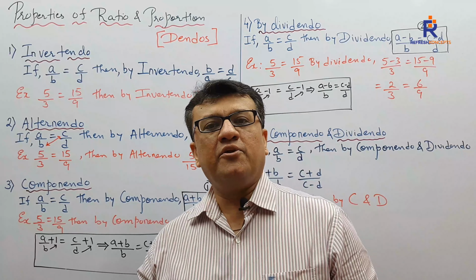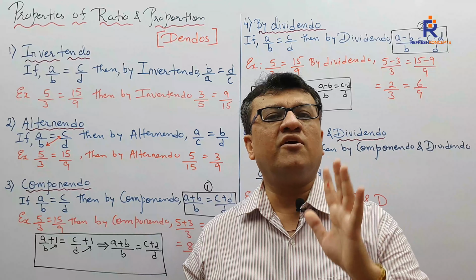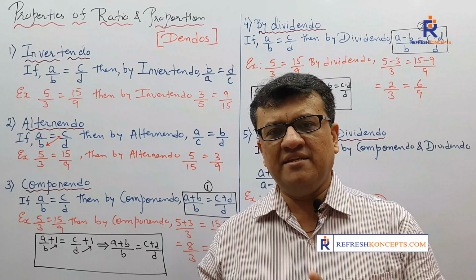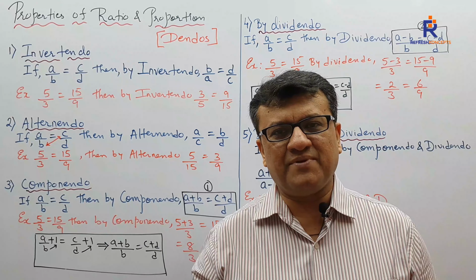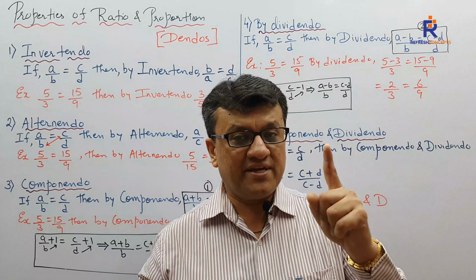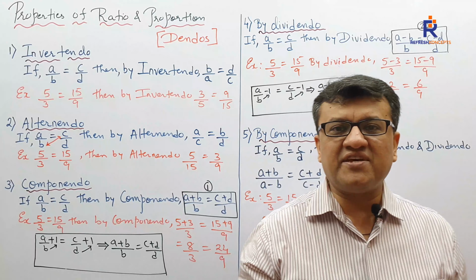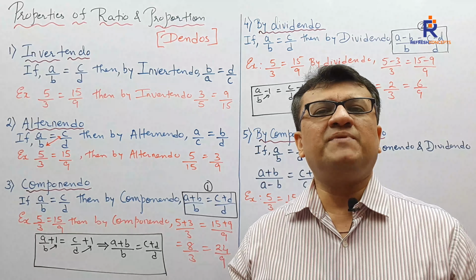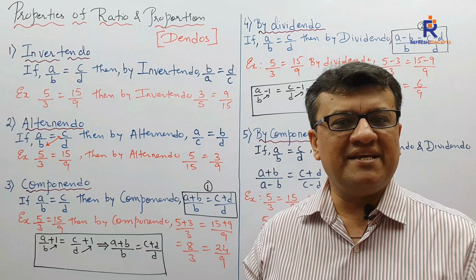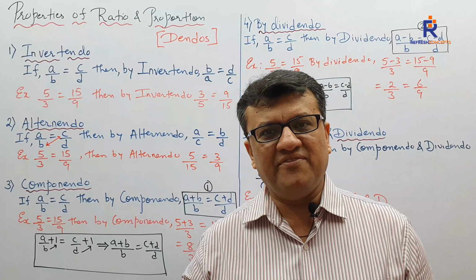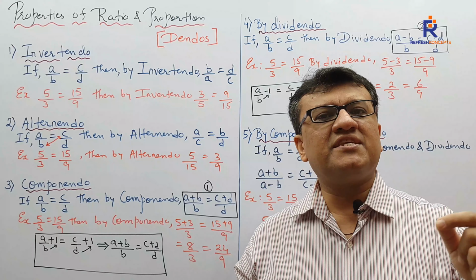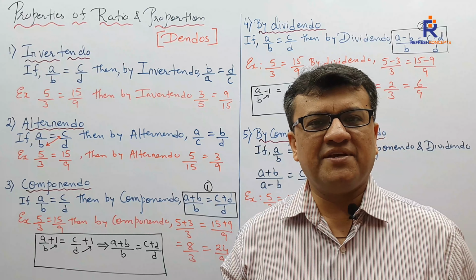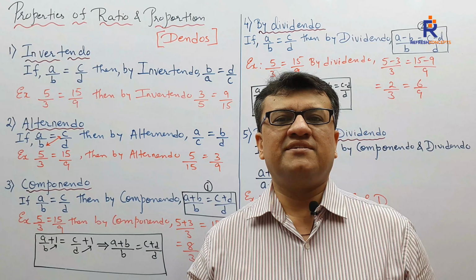Third, componendo. Actually, componendo means adding 1 on both the sides of the ratios. If A by B is equal to C by D, then A plus B by B is equal to C plus D by D. Dividendo means subtracting 1 from each of the ratios. If A by B is equal to C by D, then A minus B by B is equal to C minus D by D. And finally comes componendo dividendo. If A by B is equal to C by D, then A plus B upon A minus B is C plus D upon C minus D.